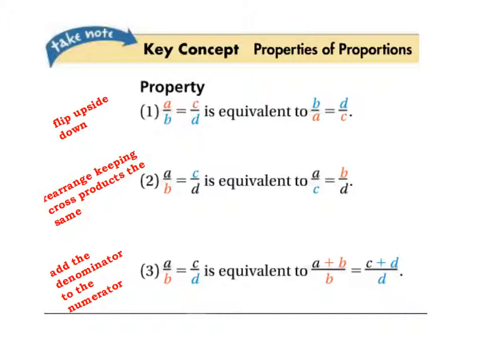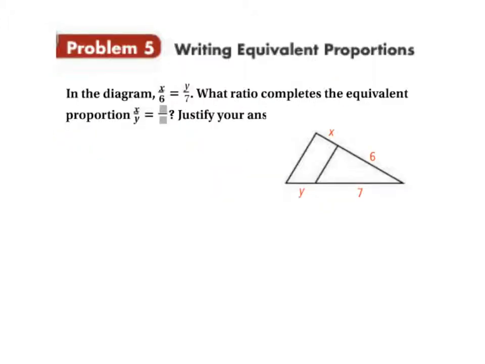Now let's see if we can use those different options. All right, in this example here, in the diagram, they've got it marked to say that the ratio of x to 6 is going to be the same as the ratio of y to 7. Okay, that kind of makes sense. This little part to this big, little part to big. Got it. What ratio completes the equivalent proportion?